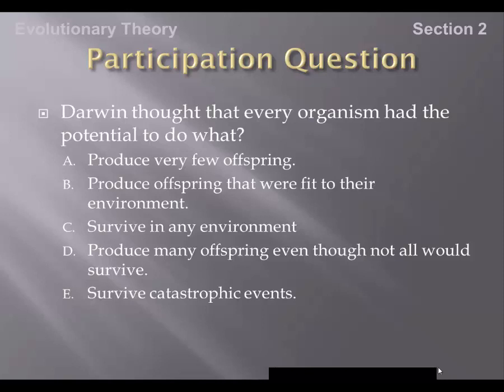Participation question. Darwin thought that every organism had the potential to do what? Was it A, produce very few offspring? B, produce offspring that were fit to their environment? C, survive in any environment? D, produce many offspring, even though not all would survive? Or E, survive catastrophic events?